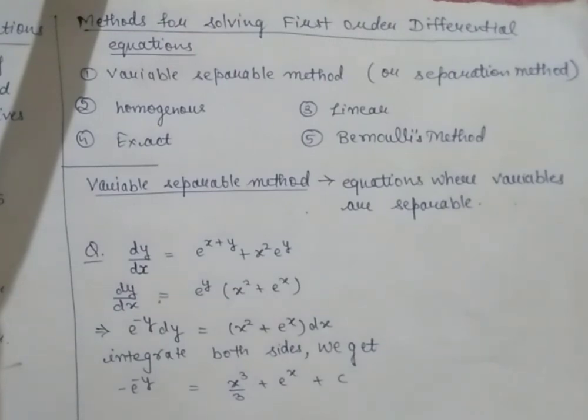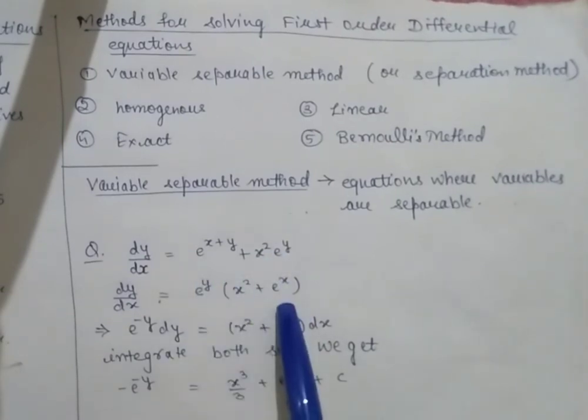That is, if we have an equation in x, y, dy, dx, then we can separate x and dx on one side of the equation and y and dy on the other side of the equation. Let's see an example. We have dy by dx equal to e raised to the power x plus y plus x square e raised to the power y. This can be written as dy by dx equal to e raised to the power y common, and from here x square, and from here e raised to the power x.